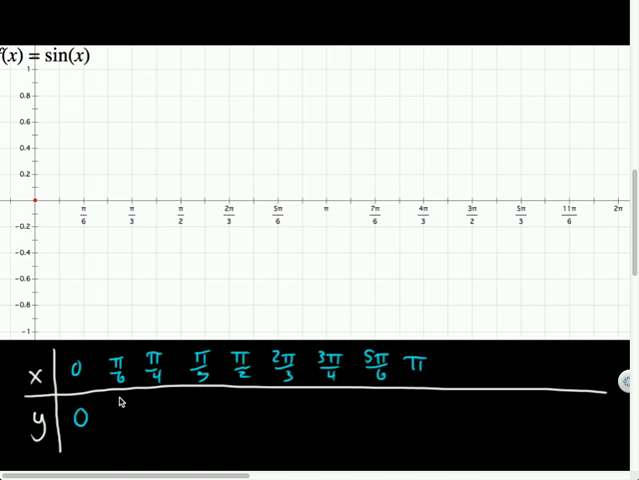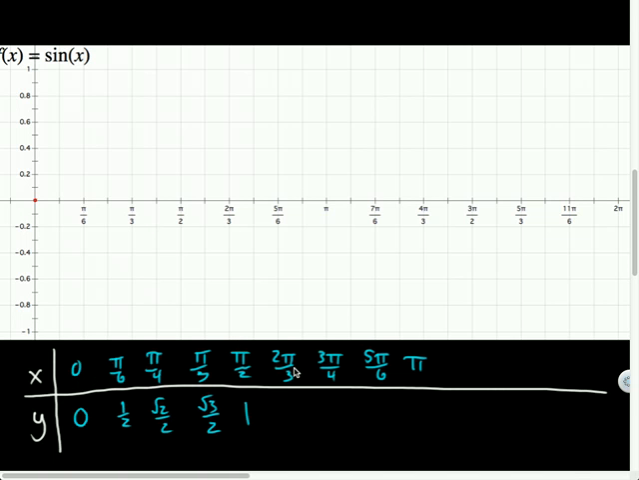What is sine of pi over 6? Pi over 6 is 30 degrees, so 1/2. You're allowed to do the hand trick. Sine of pi over 4? Root 2 over 2, right? Sine of pi over 3? Square root of 3 over 2. Sine of pi over 2? It's 1. Okay, so that was all in the first quadrant.